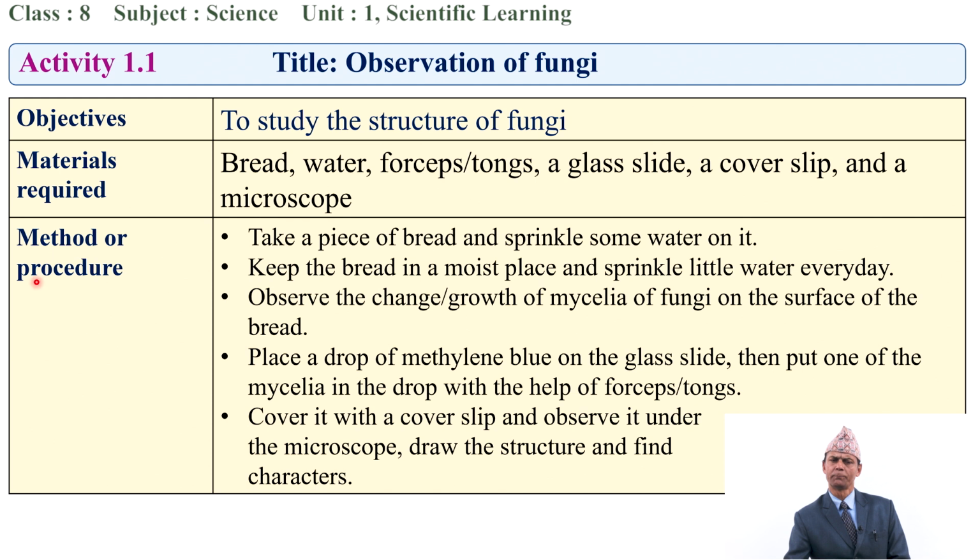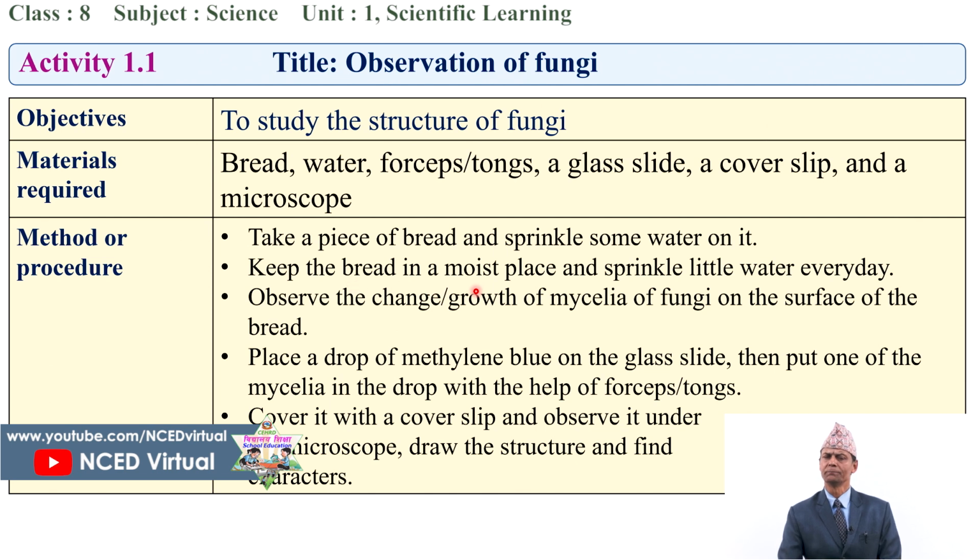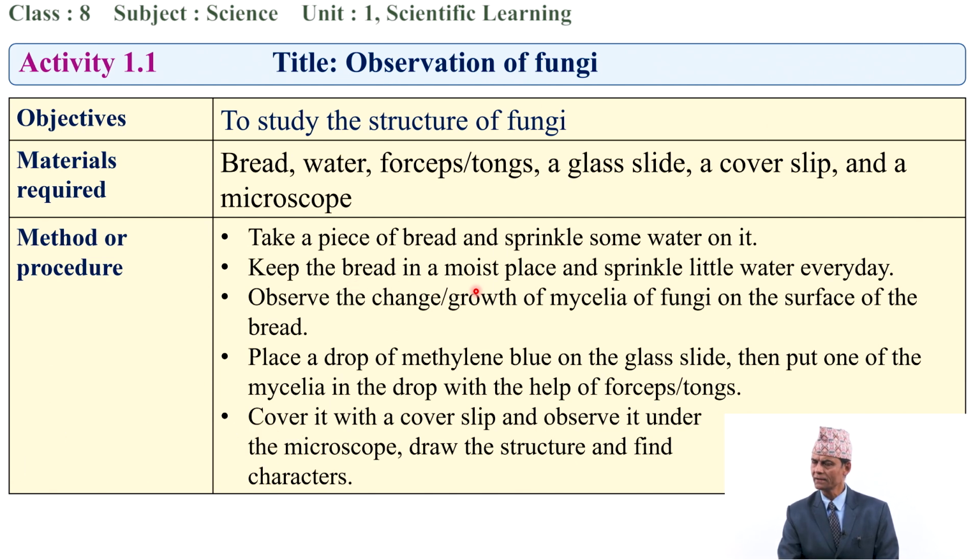Now, the method or procedure. How to do it? First of all, we have to take a piece of bread and sprinkle some water on it. Then we should keep the bread in a moist place and sprinkle a little water every day. After that, we should observe the change or growth of the mycelia of the fungi on the surface of the bread.